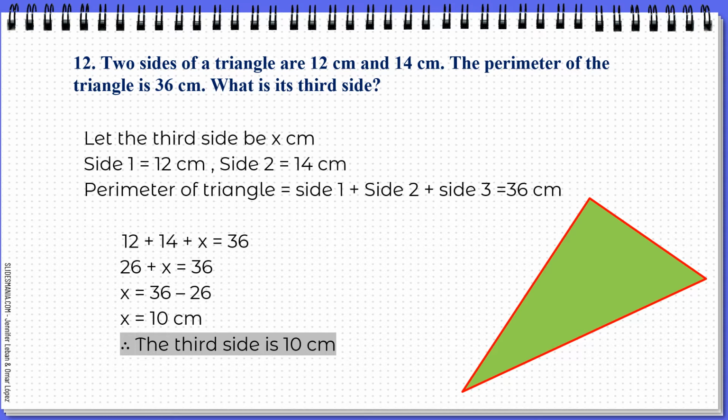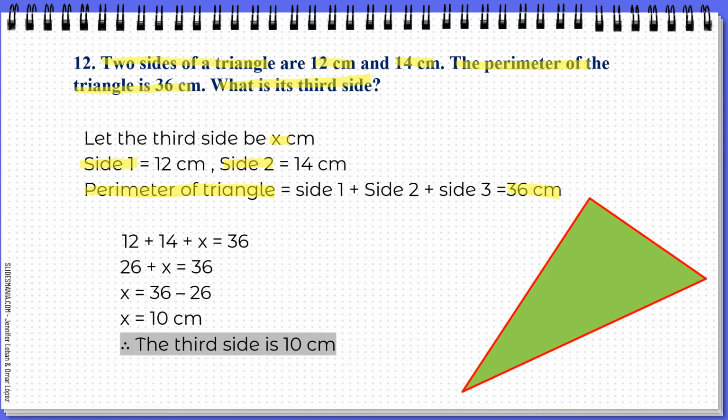The question is, two sides of a triangle are 12 centimeter and 14 centimeter. The perimeter of the triangle is 36 centimeter. What is its third side? So first thing we have to do is assume that the third side or the missing side is x centimeter, right? After that, we will write the information given in the question. So I will write side 1 is equal to 12 centimeter, side 2 is equal to 14 centimeter, and perimeter is also given. So I will write perimeter of triangle is equal to 36 centimeter.